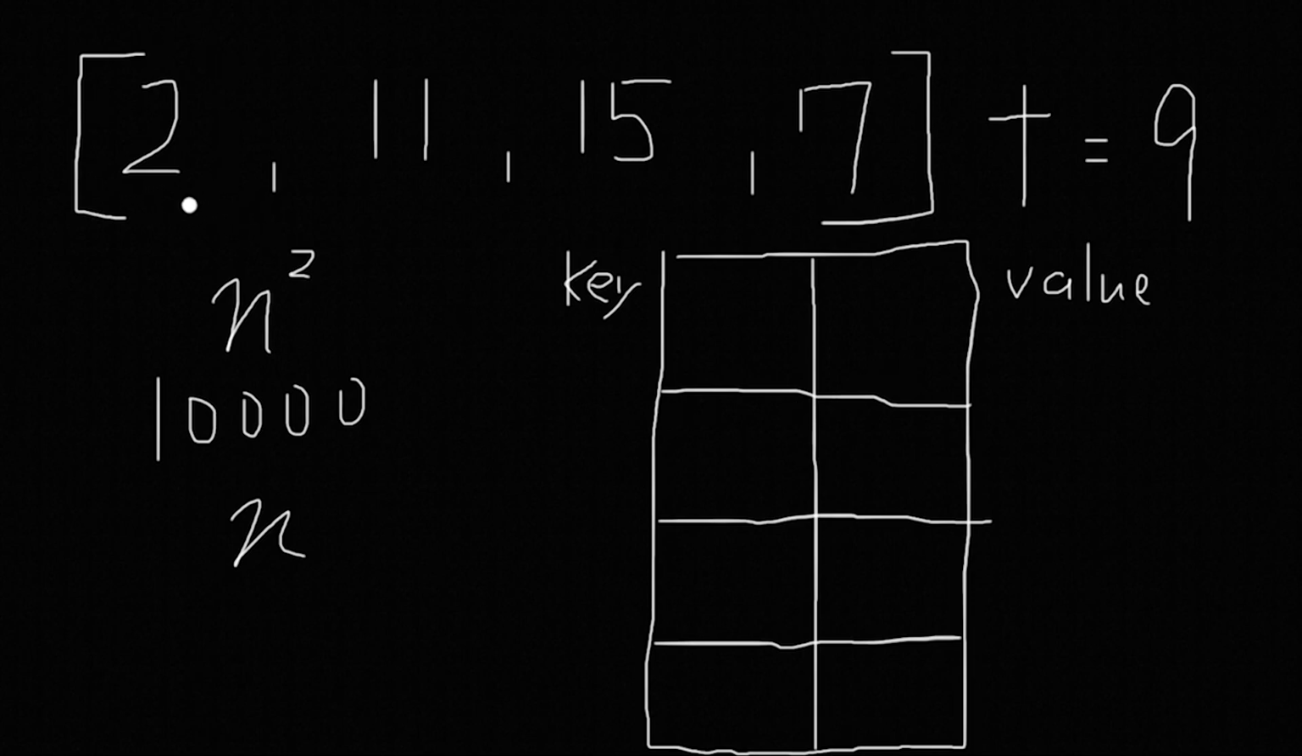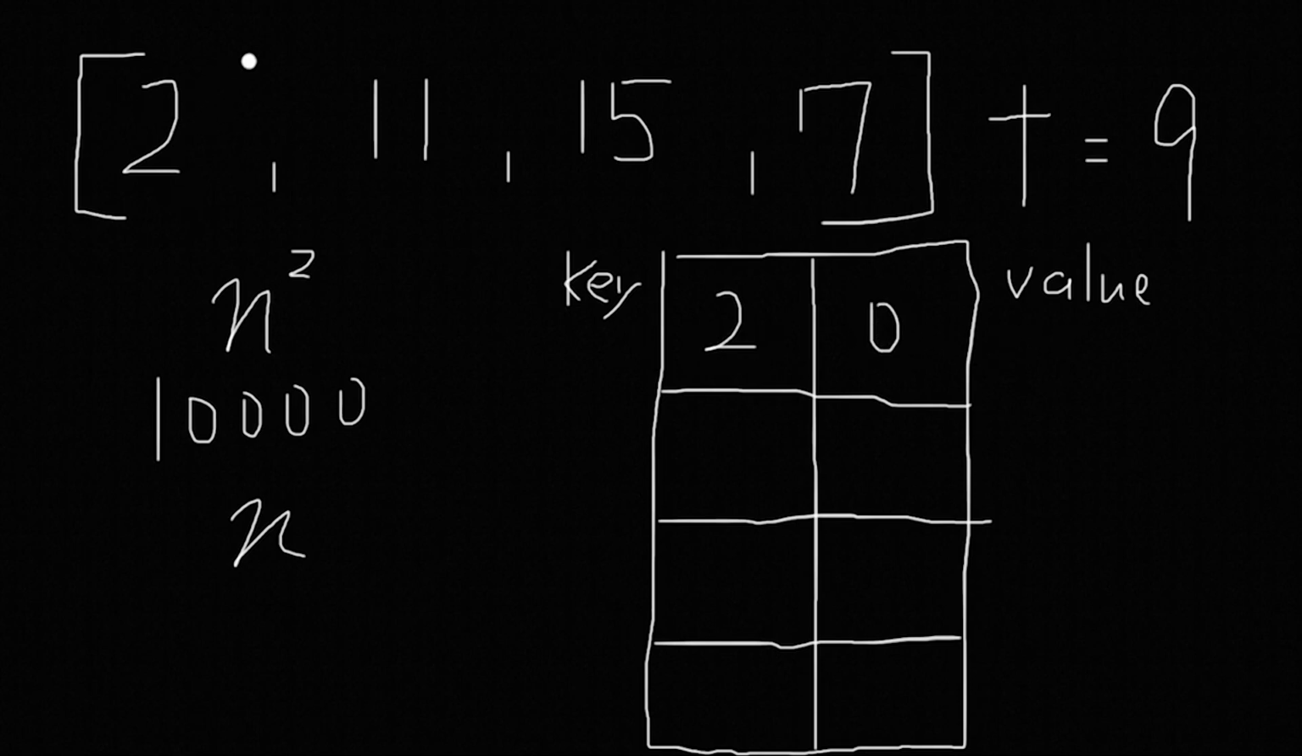Now we are at index 0 and the target is 9. So 9 minus 2 equals 7. So 7 is the number we need. We find 7 in the hash, but there is no such number in the hash. In that case, add the current number as a key and add the current index as a value, so 2 maps to 0.